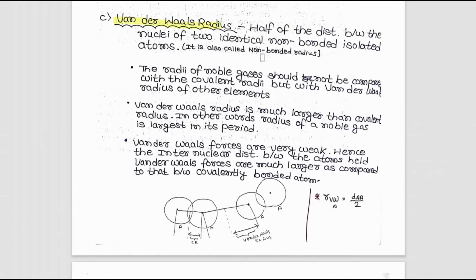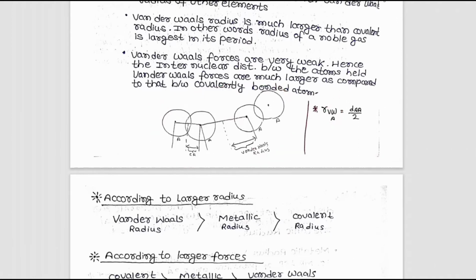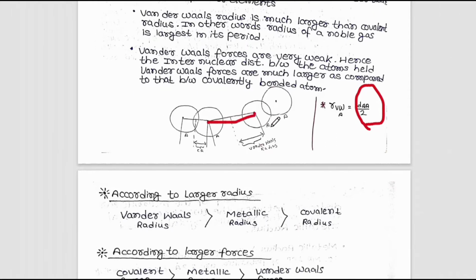Van der Waals radius is half of the distance between the two identical non-bonded isolated atoms. The example of van der Waals radius is given here, and the formula of van der Waals radius, that is Rv, is d_AA upon 2. Here d_AA is the distance between the two different molecules.